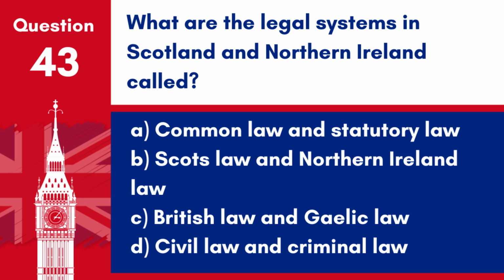Question 43. What are the legal systems in Scotland and Northern Ireland called? A. Common law and statutory law. B. Scots law and Northern Ireland law. C. British law and Gaelic law. D. Civil law and criminal law. Answer: B. Scots law and Northern Ireland law. Scotland and Northern Ireland each have distinct legal systems known as Scots law and Northern Ireland law, respectively.